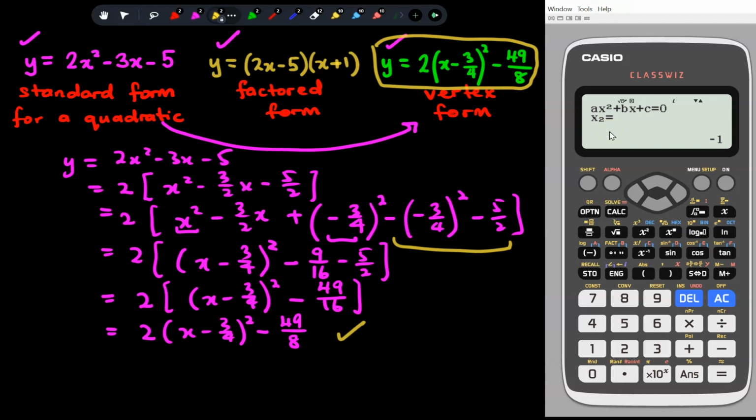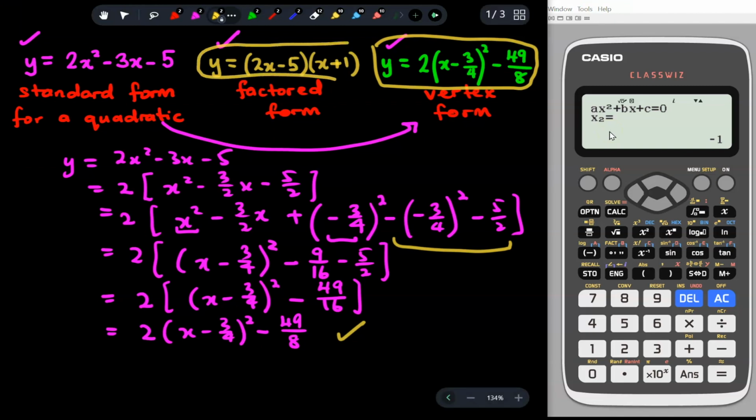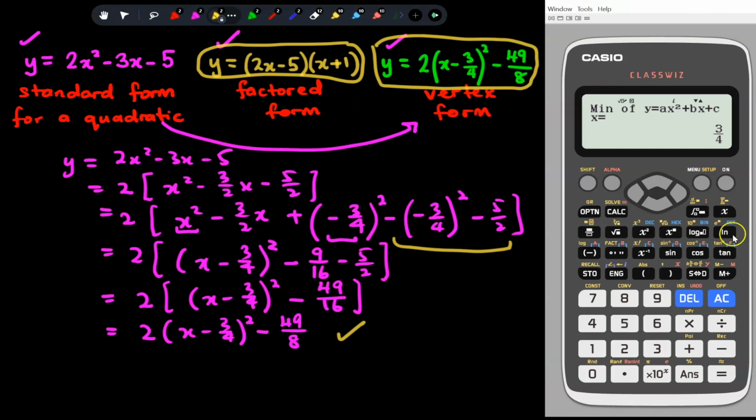So these are the roots, which is for the factored form, which is here. This is the factored form. In order to get the minimum or maximum value, we press equals again. Can you see? This is a minimum graph. If it's a maximum, it will return here maximum. But this is a minimum graph because the A is positive, which is 2. So the minimum is 3 over 4.